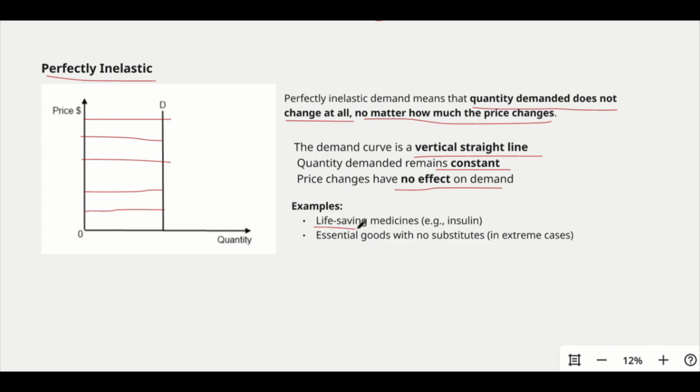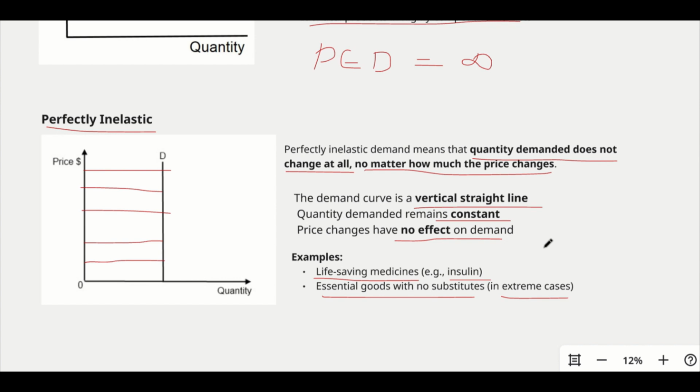Why? Life-saving medicines, for example insulin or anything for surgeries. If it is that necessary, that essential, no matter how the price increases, you still have to buy that, right? And also essential goods with no substitute, like extreme cases. We have to buy that no matter what. In such extremely rare and extremely important cases, we'll have perfectly inelastic demand. No matter how the price increases, the quantity will remain the same.